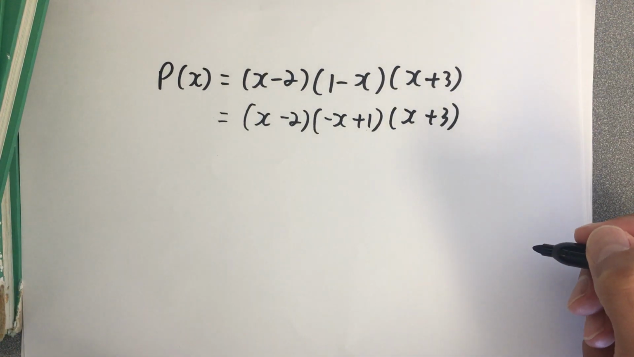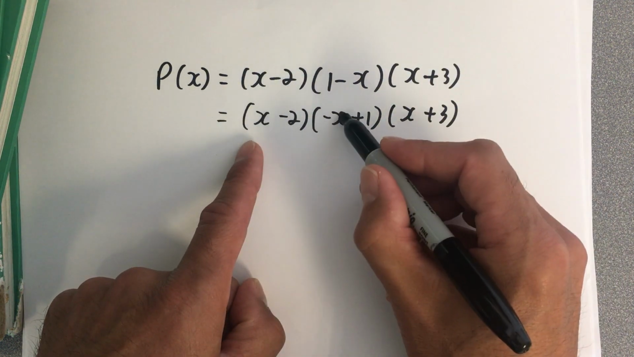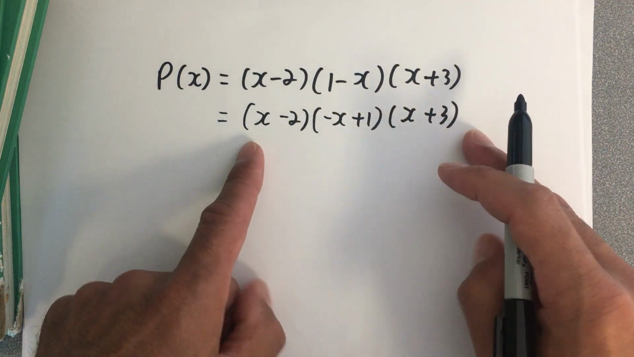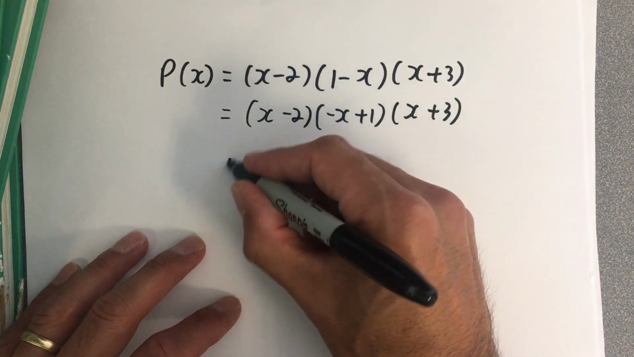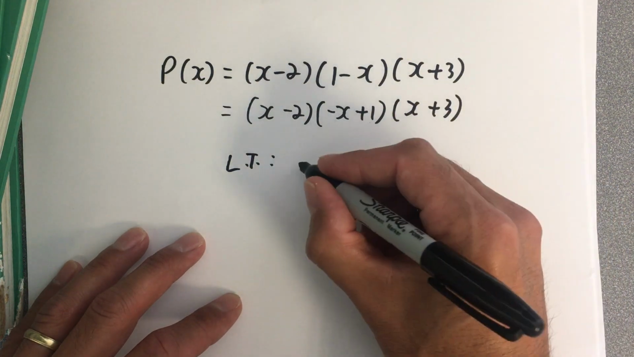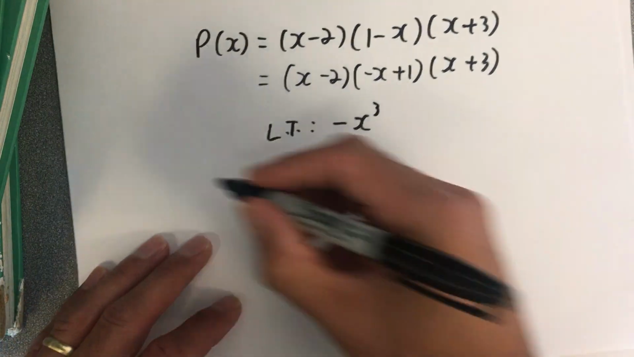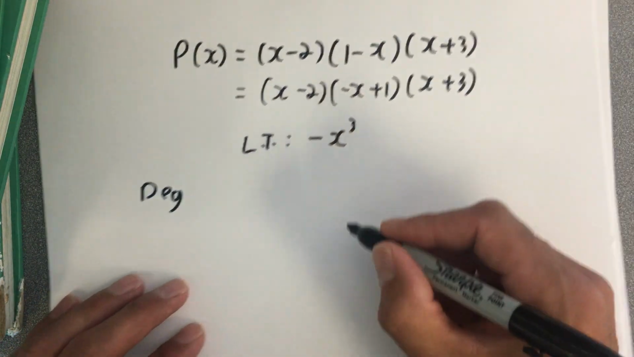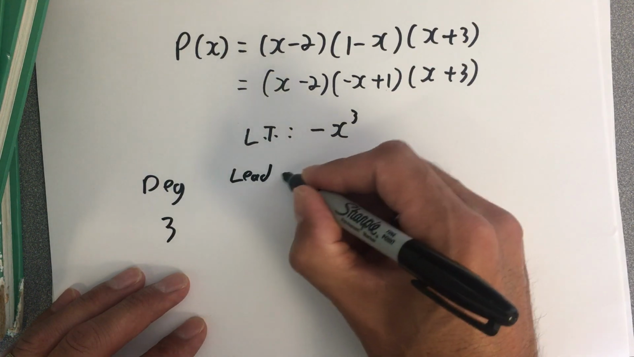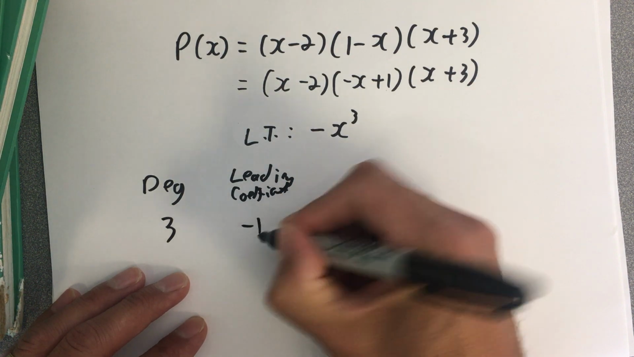Now I'm going to find my leading term. When each of those brackets are in order, with the highest order x term at the front, we can multiply them all together. That's going to give us the leading term. And the leading term is going to be x times negative x times x. So that's negative x cubed. So what that means is the degree of my polynomial is 3, and my leading coefficient is negative 1.